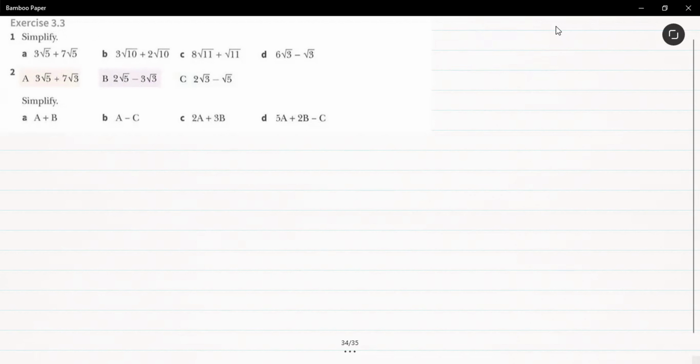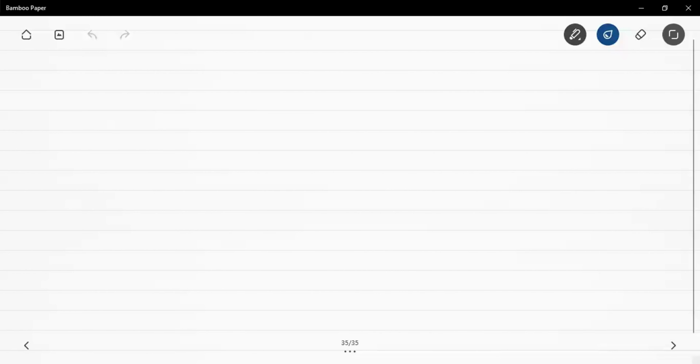Hey everyone, this is the Math Nexus, and today we are going to continue with exercise 3.3. We are actually going to start with this exercise, and this exercise brings with it a new concept. And that concept is called surds.